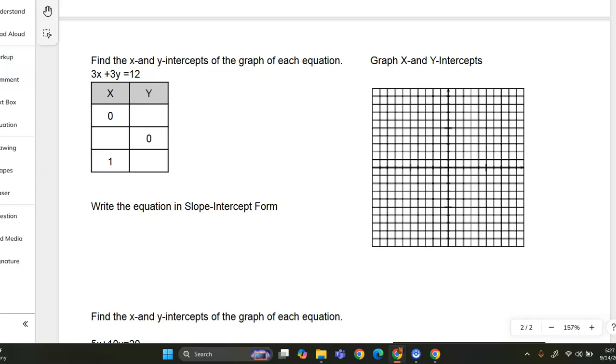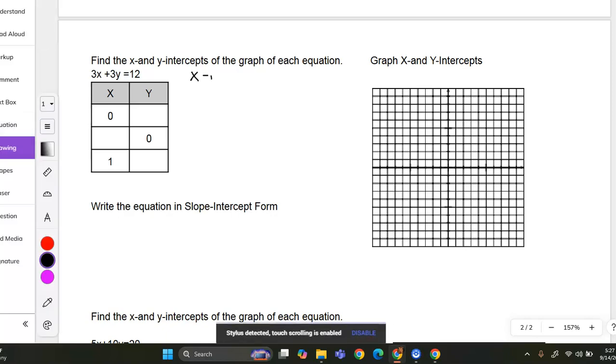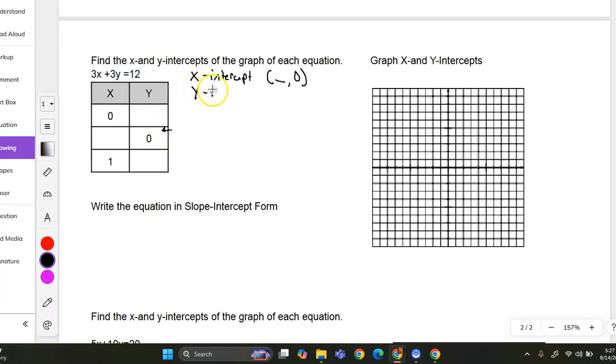Okay, it wants me to find my x and y intercept, and I'm going to use this equation in order to do it. And if I know x and y intercept, I know that my x-intercept is my value of x when y is 0. Oh, so that's going to be this one here. And my y-intercept is my value of x. No, wait, I wrote this backwards. My value of y when x is 0.